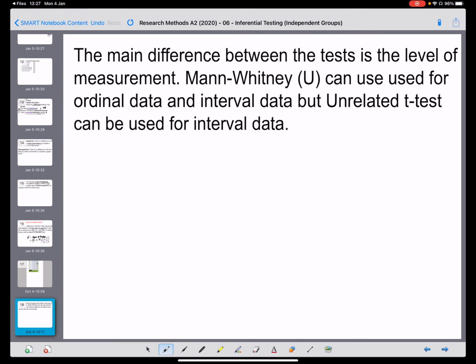The main difference is the level of measurement. Everything else works the same. We do a comparison between 2 values, we decide whether it's significant or not, and that is your unrelated t-test, and it's unrelated because it's independent groups.